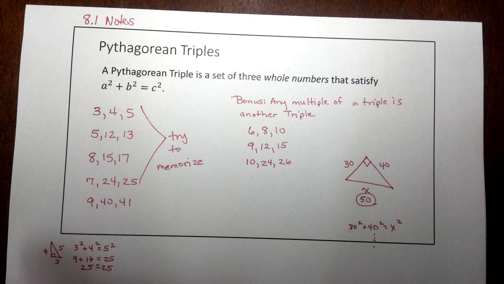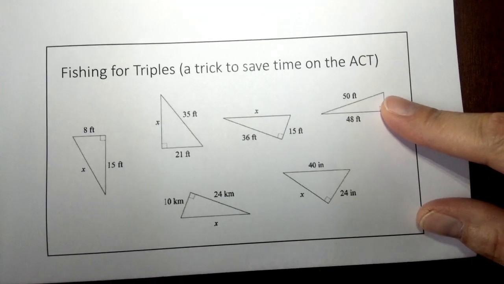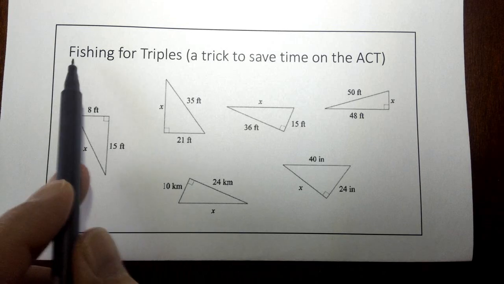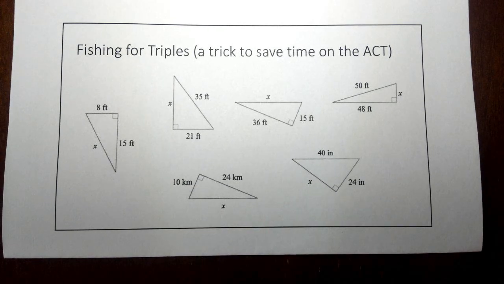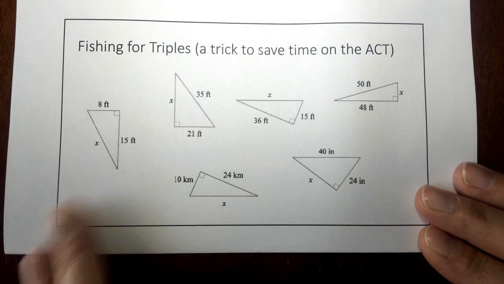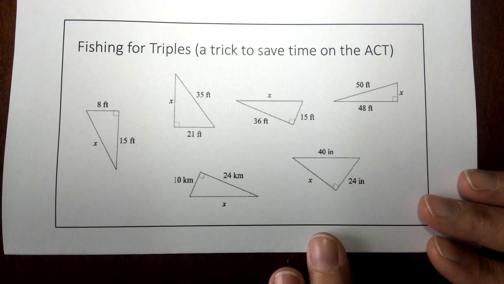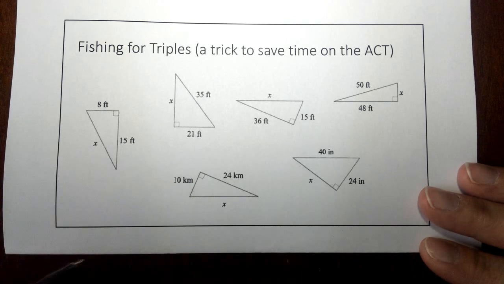Alright, go on to that next slide, and I'm going to show you my fishing for triples trick. This is not official terminology. This is Miss Rice's words. I'm going fishing for triples. So I have 6 triangles on this sheet, and I want to find the missing sides without any a squared plus b squared equals c squared long computations.